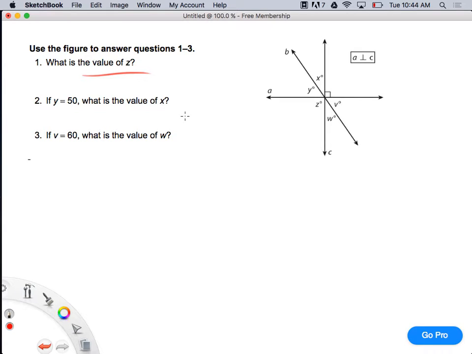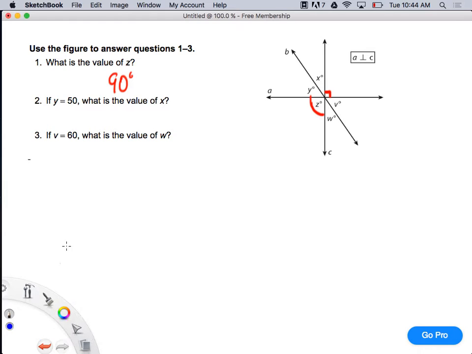Number 1, it says, what's the value of z? This isn't in your book. So what's the value of z? Well, this is 90 degrees. First off, z and this angle, what type of angle pair? Vertical. So they're congruent. So if this is 90, then z is 90 degrees.